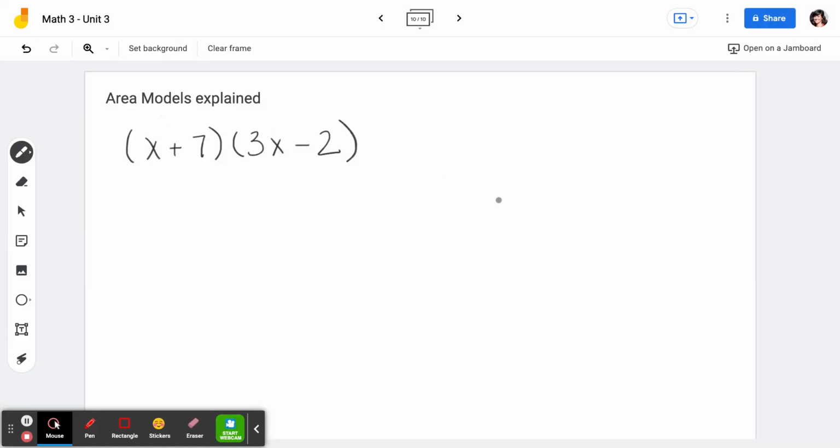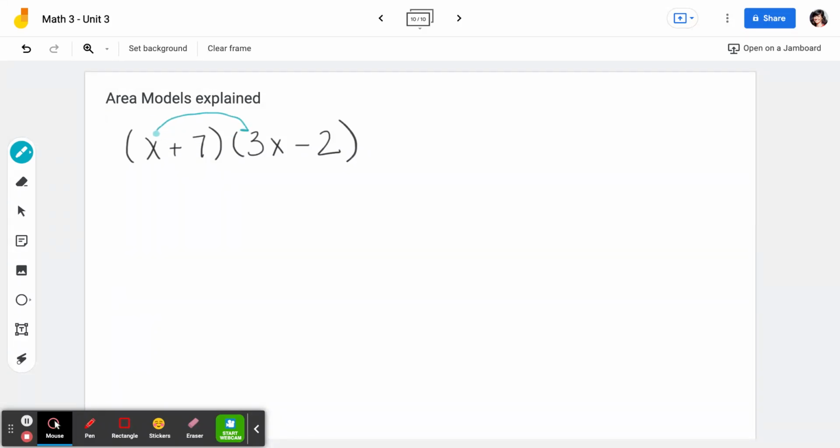In this video, we're going to explain how area models work, where they came from, and why they're useful. Say we started way back when we were multiplying two binomials. Here we have the quantity x plus 7, and we need to multiply it by the quantity 3x minus 2. You might have seen this before using the distributive property.